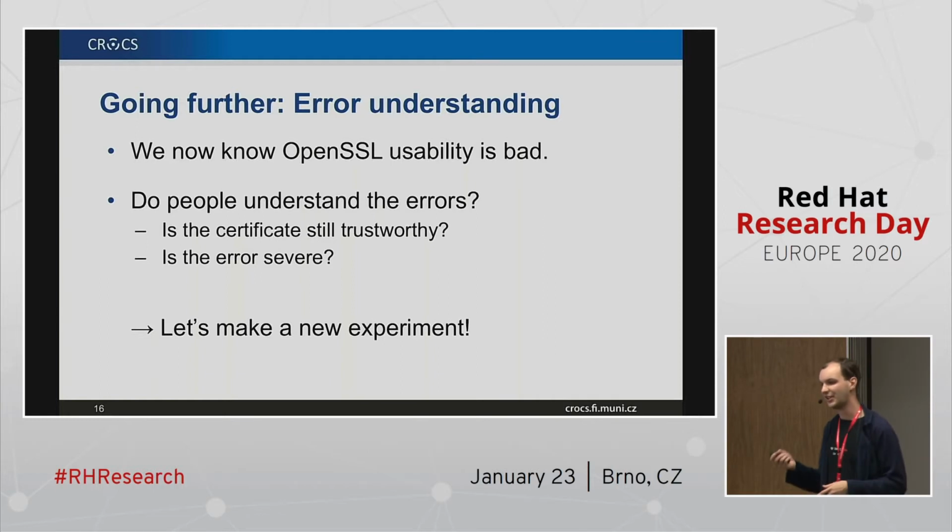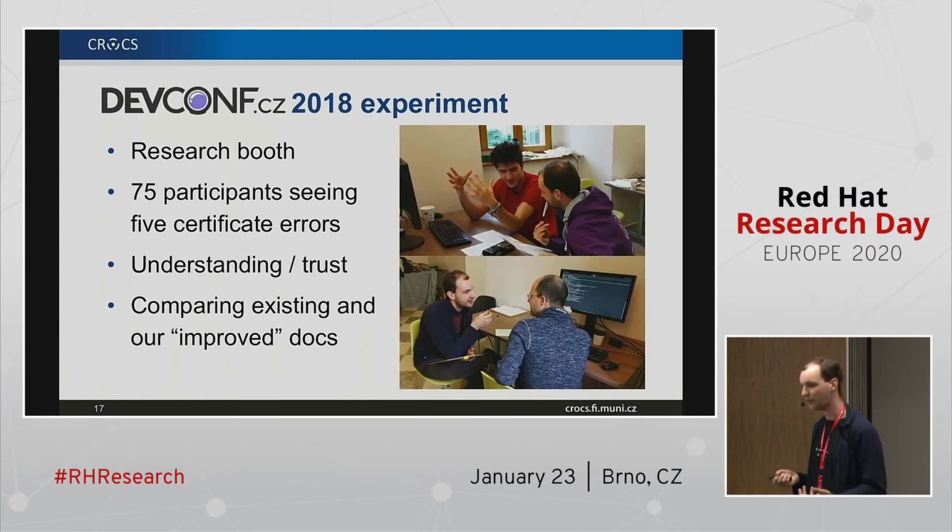A year later, at DevConf 2018, we again set up a booth, as the previous one was quite successful. We had 70 to 80 participants again, seeing 5 different error messages regarding certificate validation. One certificate was expired, one had a mismatched host name, one had name constraints violated, and another one was actually okay as a control case, trying to find out whether the users automatically wouldn't distrust everything that we give them just because we are saying it's an experiment.